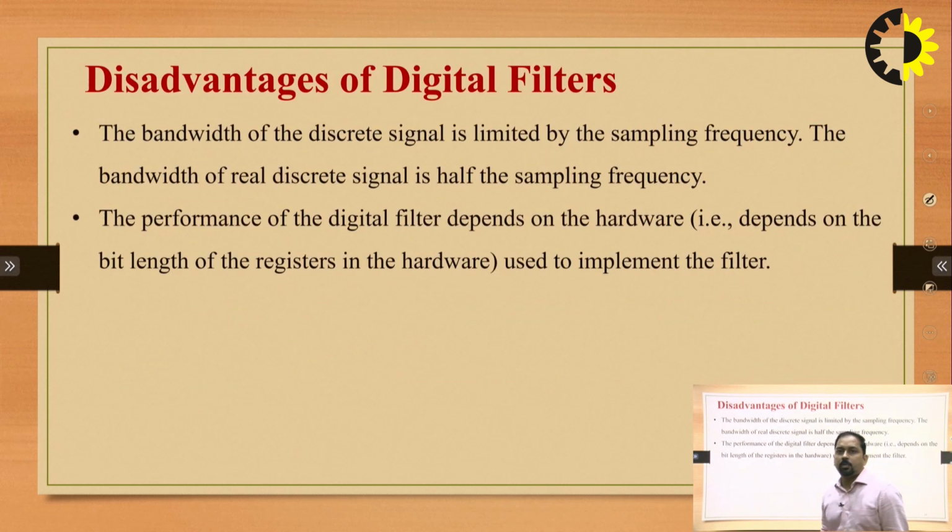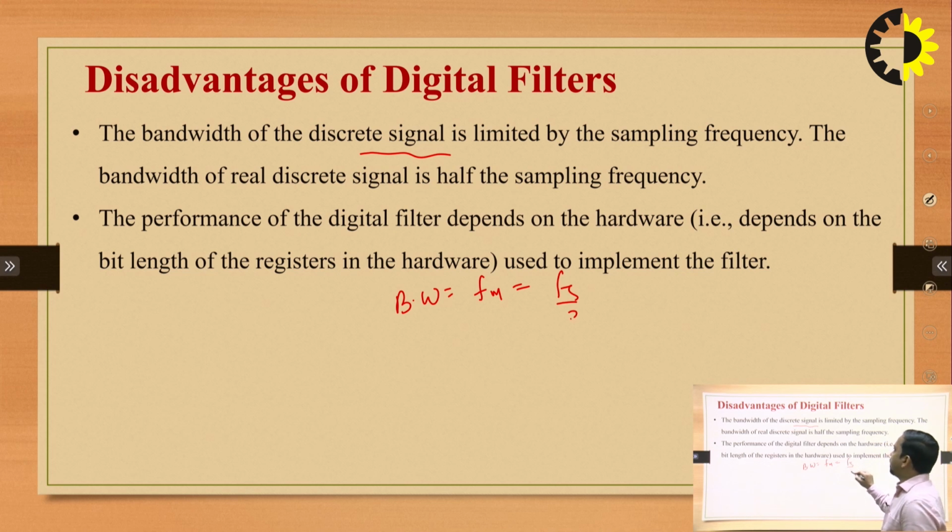Now the coin has two sides, one head, one tail. Likewise, we have disadvantages also for our digital filter. The bandwidth of the digital signal is limited by the sampling frequency. Sampling frequency is quite important. So the bandwidth is limited by the sampling frequency, because the bandwidth of the signal is nothing but fm, which is Fs by 2. So the bandwidth of the real discrete signal is half the sample frequency.